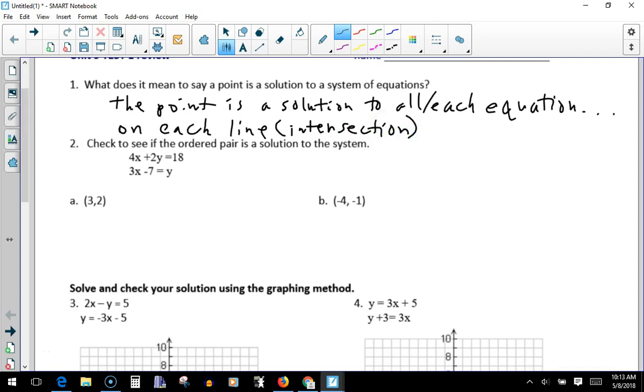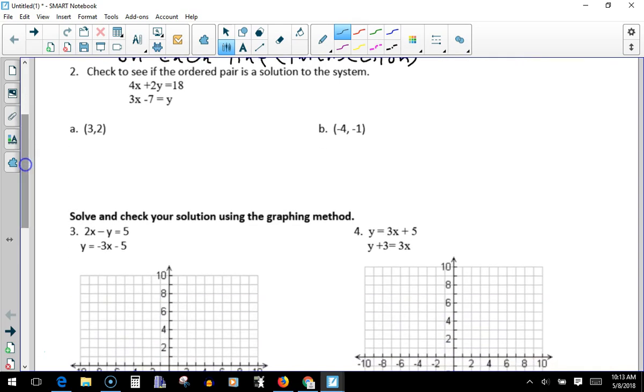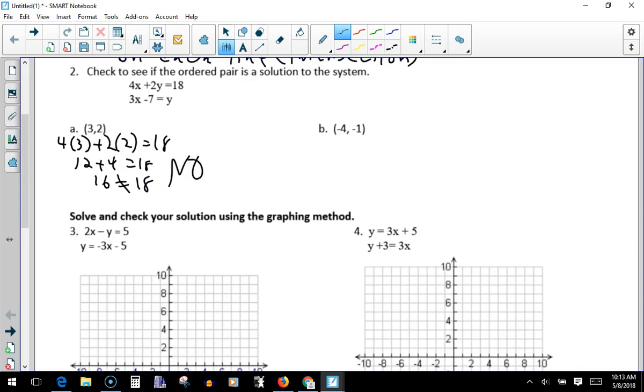Alright, check to see if the ordered pair is a solution. So all we do is literally plug these in. Now remember, please make sure you're plugging each one of these in. And if you get a no on the first one, you can stop. So I'm going to do 4 times 3 plus 2 times 2 equals 18. Well, that's 12 plus 4 equals 18. 16 does not equal 18. I can stop. I don't have to do the second one. I don't care if it fits the second one because it can't satisfy both. So I'm done.